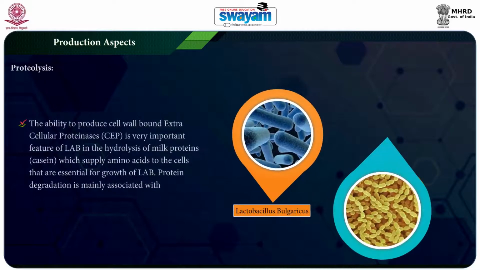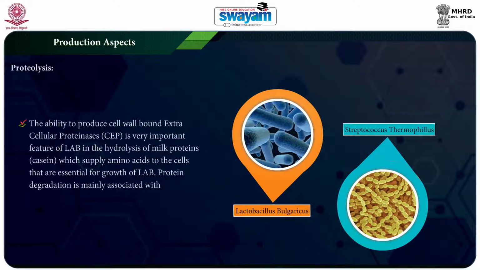The ability to produce cell wall bound extracellular proteinases is a very important feature of lactic acid bacteria in the hydrolysis of milk protein, that is casein, which supplies amino acids to the cell that are essential for the growth of lactic acid bacteria. Protein degradation is mainly associated with Lactobacillus bulgaricus and Streptococcus species.